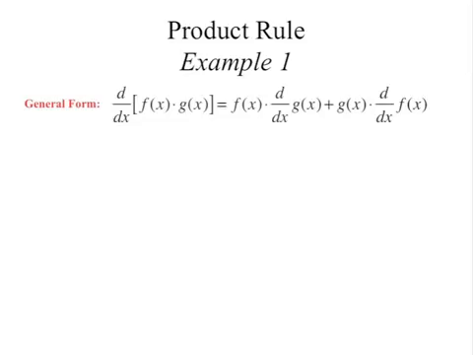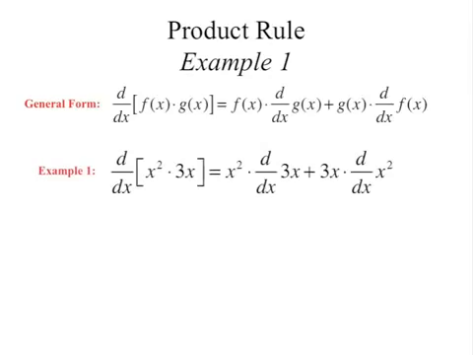Next we're going to look at the product rule, and first again we're going to start with the general form. It's basically saying if you're asked to differentiate something that's multiplied by something else. So here you can see f of x times g of x. That equals f of x times the derivative of g of x plus g of x times the derivative of f of x. And you can remember this by doing first times derivative of the second plus second times derivative of the first. So let's look at an example here.